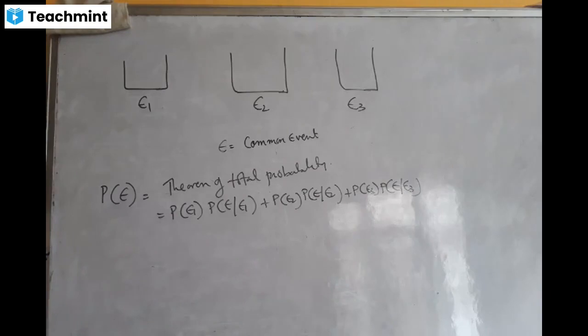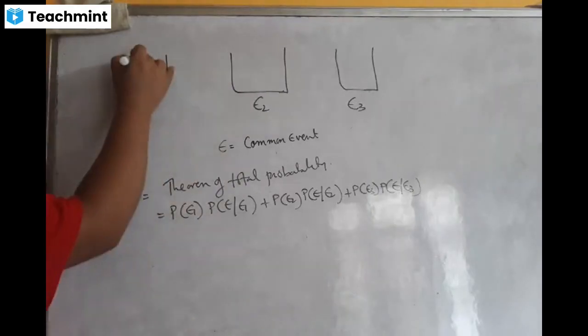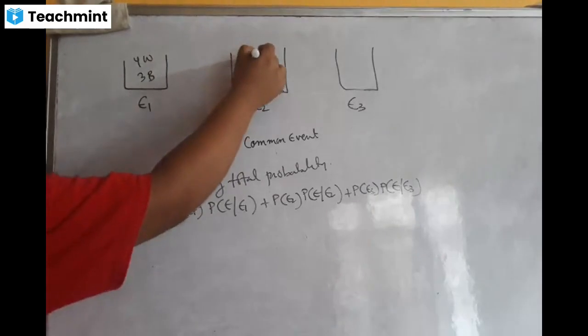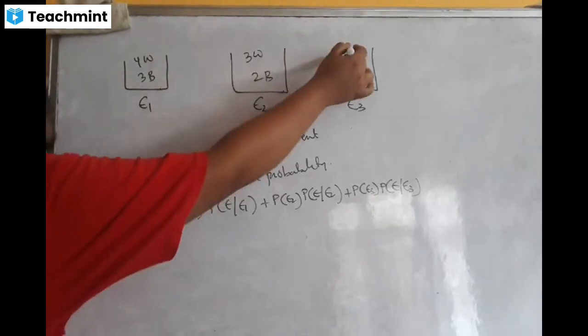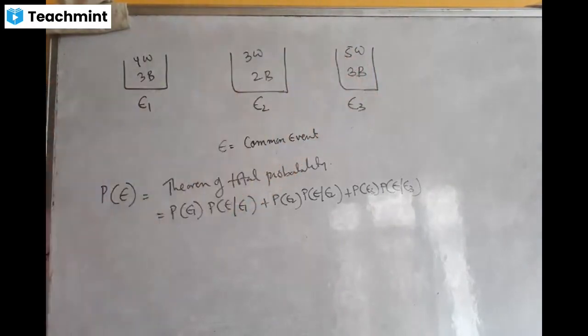How will you come to know that you have to use this theorem? Suppose, just imagine that these are your three bags. Let us say I give everyone an example now. In this one, suppose there are four white and three black. In this one, three white and two black. In this one, five white and three black. Got it?